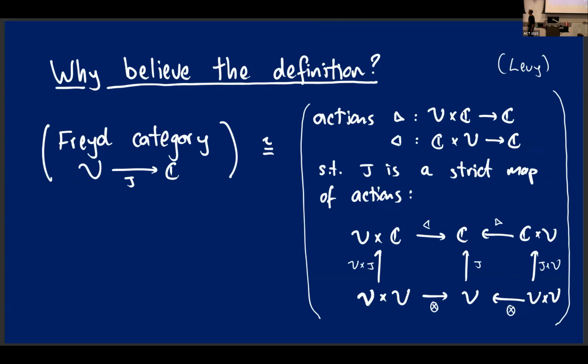So why should you believe the definition? Well, there's this one categorical fact that giving a Freyd category is essentially the same thing as giving a bimodular category, or what is it? I can't remember what it's called. But you've got the two actions on each other. Is that it? Yeah. You've got actions on the left and actions on the right, and then you have a strict map of actions. So what that means is that the associator becomes essentially the associator for the action, and so on. You don't need to understand the details for that. All you need to do is see that these two kind of look the same.